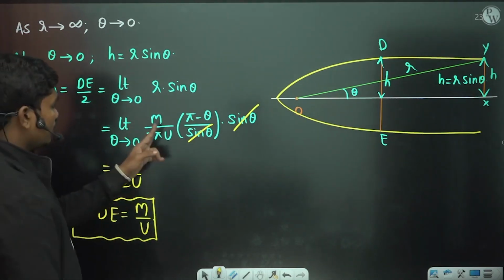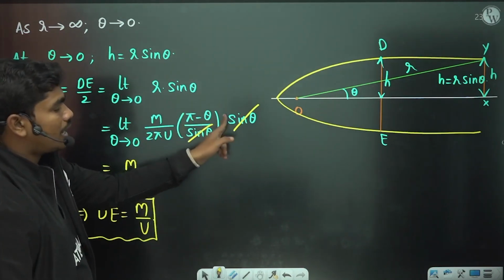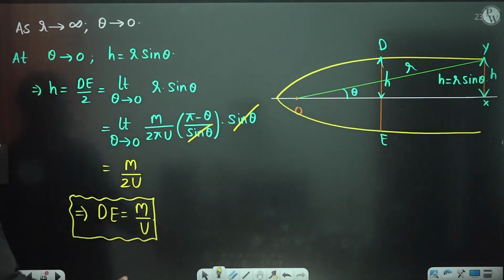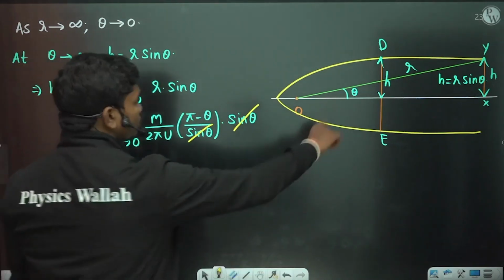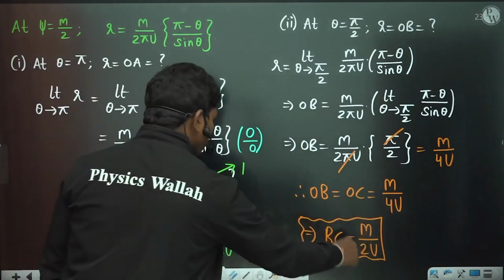So m by 2 pi u into (pi minus theta) by sine theta is what you have as the radius, and sine theta of that component. So sine theta gets cancelled, and if you put theta equal to 0, you have m divided by 2u. Okay, so dE by 2. So this length is m by 2u, which is actually equal to the total length in this case.